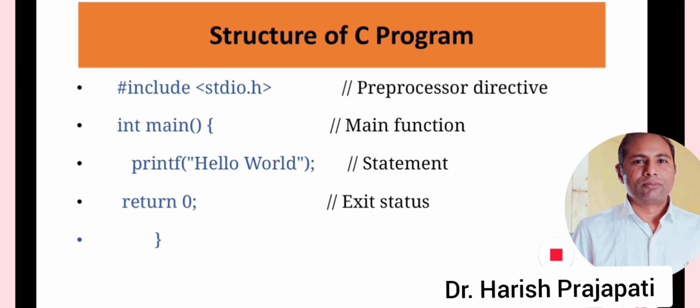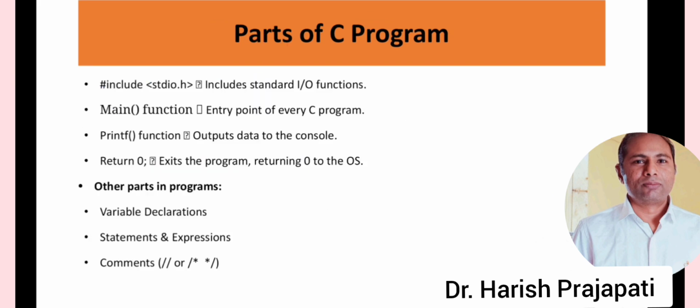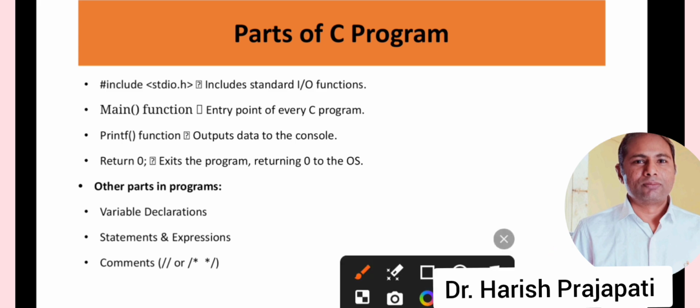This is the smallest program with which we start C programming. So this is what we have written. What is the meaning of hash include? It includes the standard IO functions. Then what is the main function? Main function means the entry point of every C program. Then third, I have told you about the printf function. It outputs data in the console. Then return 0, I have told you, exits the program.